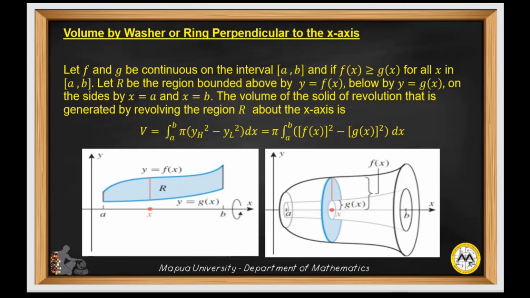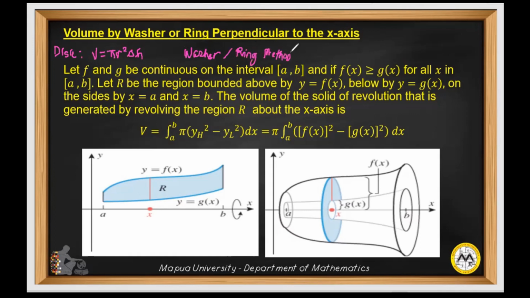For a disc, recall that the volume is equal to pi times the square of the radius times the thickness. So we base the working equation on the volume of the circular disc, which is volume equals pi r squared times the thickness. This time we will have the second method, and the second method is the washer, or sometimes we call this the ring method.